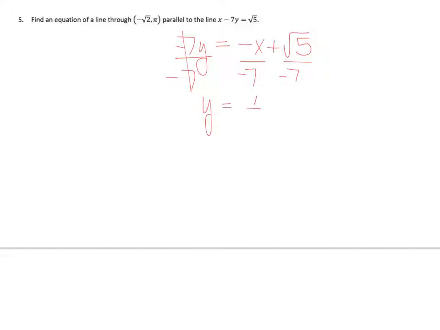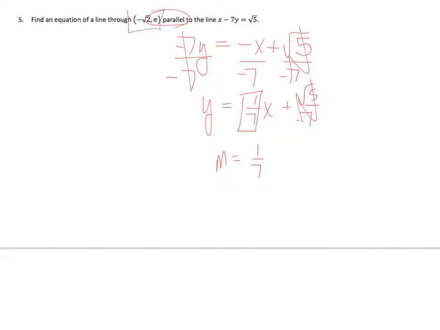Y equals 1/7 x plus square root of 5 over 7. I actually don't care anything about that. I did that only to get my slope. Slope is 1/7. Okay, I need parallel, so my slope stays the same.